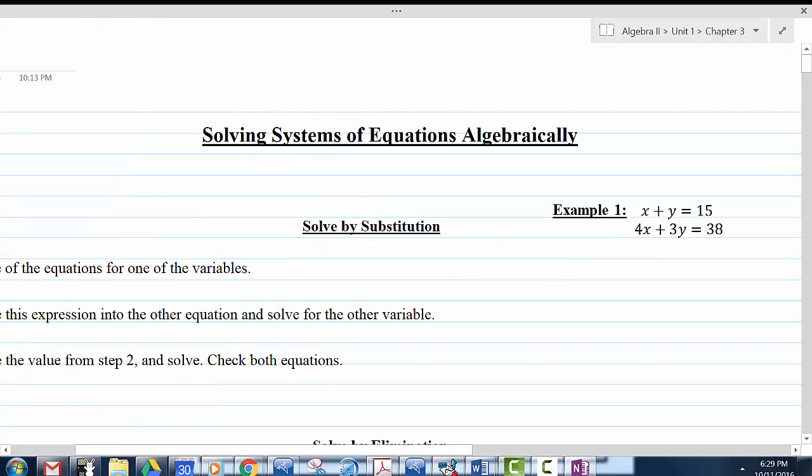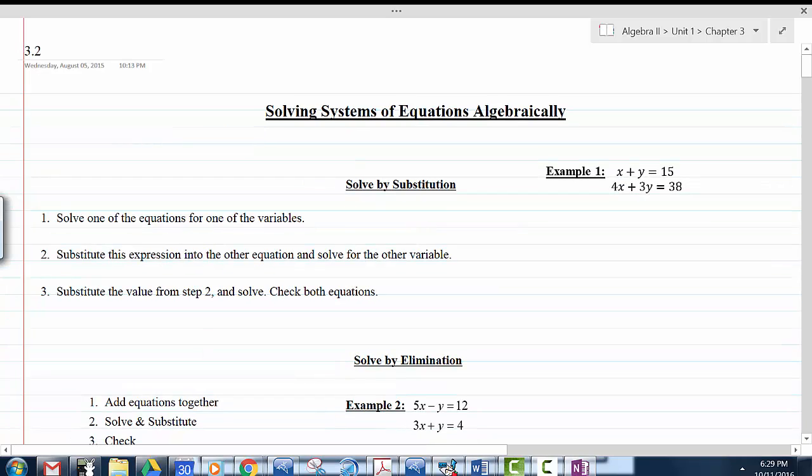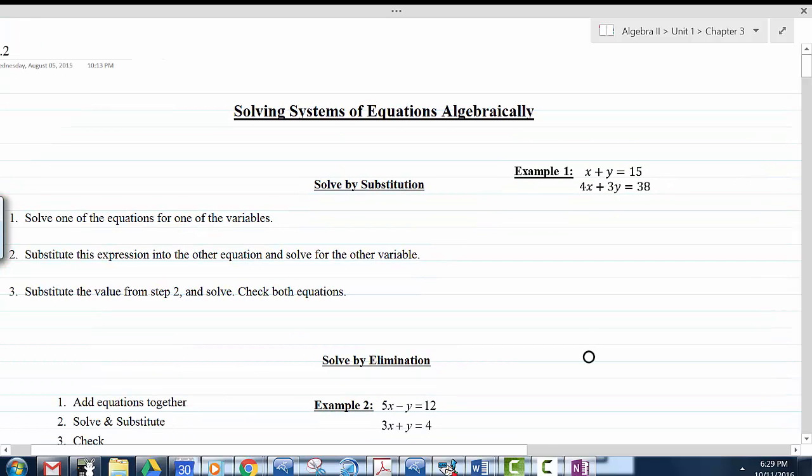Solving your system of equations algebraically can be done one of 2 ways. Either solved by substitution or solved by elimination. With substitution, it's easy to recognize when that might be a better thing to do than elimination. Usually it's going to be elimination, but sometimes substitution actually is less of a headache.